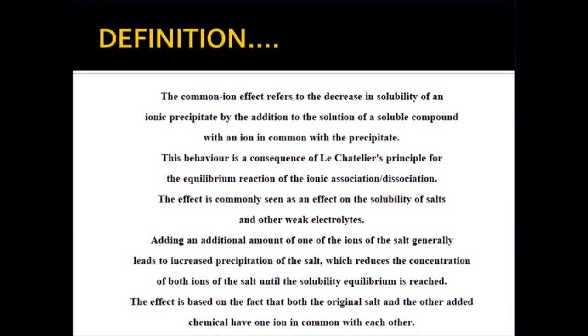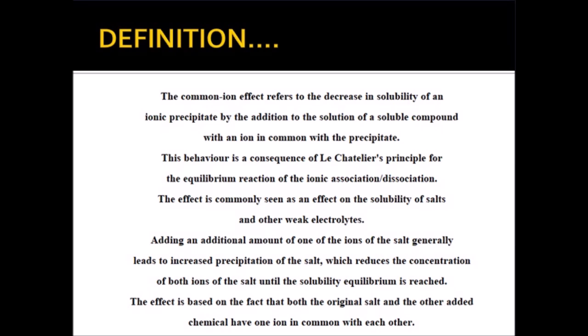Come on, let's come to the definition. The common ion effect refers to the decrease in solubility of an ionic precipitate by the addition to the solution of a soluble compound with an ion in common with the precipitate. This behavior is a consequence of Le Chatelier's principle for the equilibrium reaction of the ionic association and dissociation. The effect is commonly seen as an effect on the solubility of salts and other weak electrolytes.